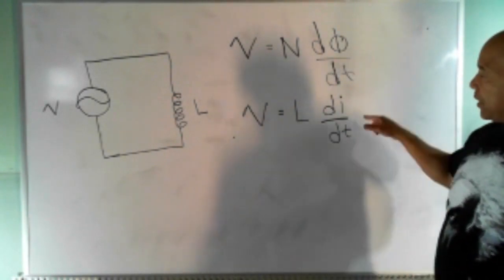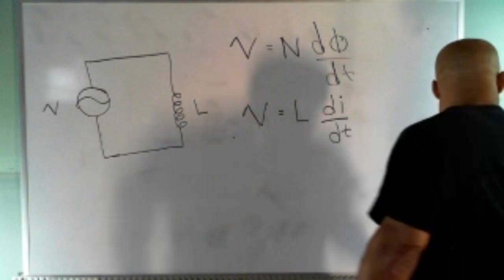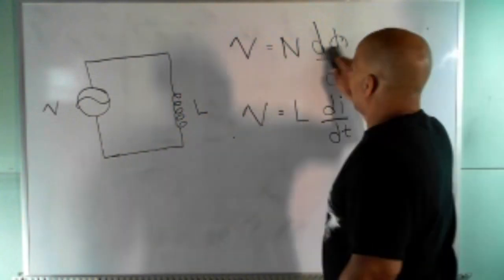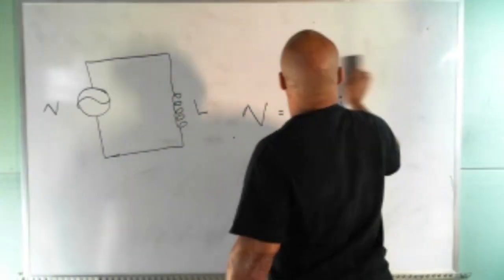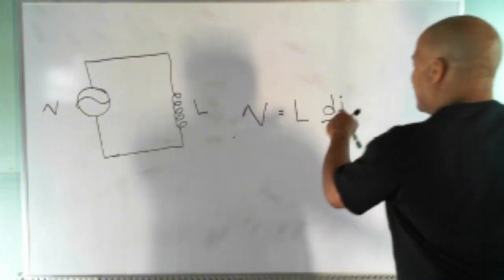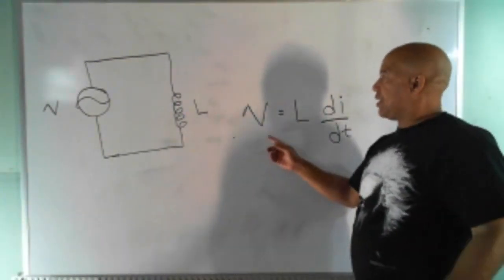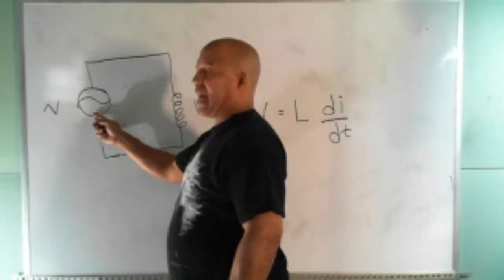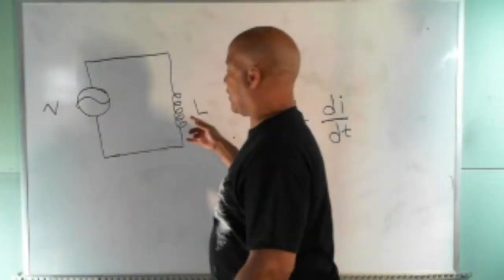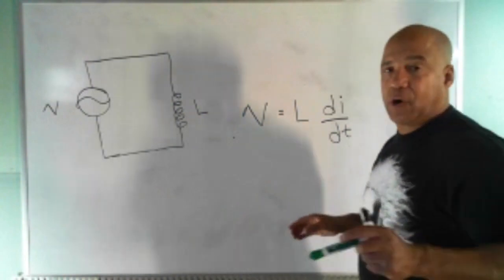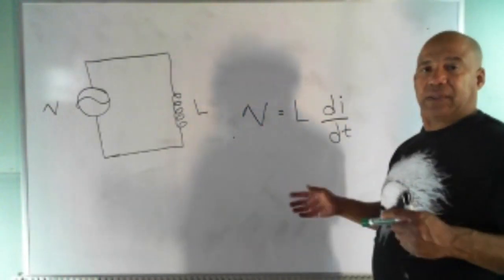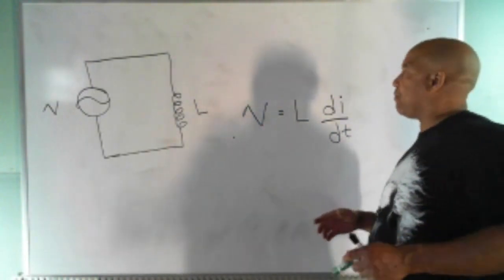And I want to use this way. If I use that way, what I want to do is, using this, I want to graph the voltage. If I put in a sine wave into this inductor, let's graph the voltage and let's graph the current. What would they look like? Let's graph that. I want to graph it.